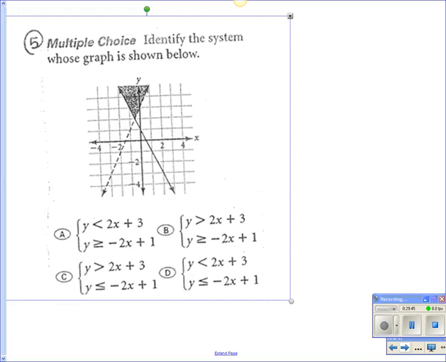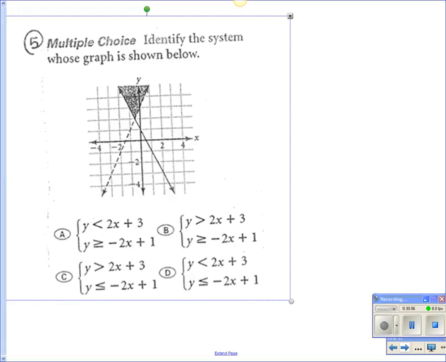Yes. What else do you notice? Okay. Here's what I'm going at. All of these are the same equations. What's the only thing different about them? The solids and dotteds, and which way the sign is. So that's what you have to pay attention to.